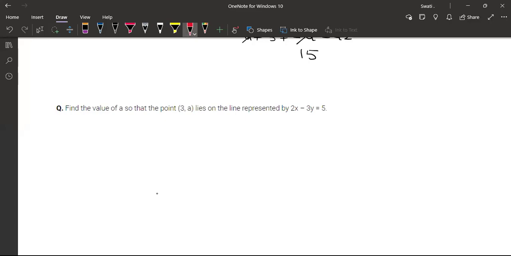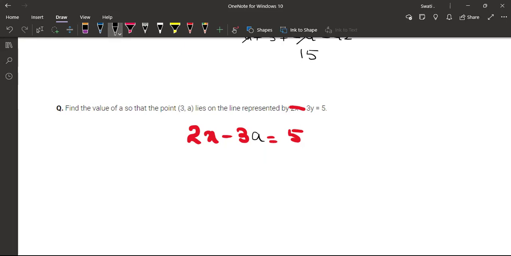Find the value of a so that the point (3, a) lies on the line represented by this. So you have an equation of a line given, which is 2x minus 3y is equal to 5. I wanted to highlight it, but it just got erased. Okay, I'll write it here. This is an equation of a line. Now it says that we have to find out, sorry, it's 2x, okay, it should be something else, I think. Okay, it's a mistake. There is a mistake in the question.